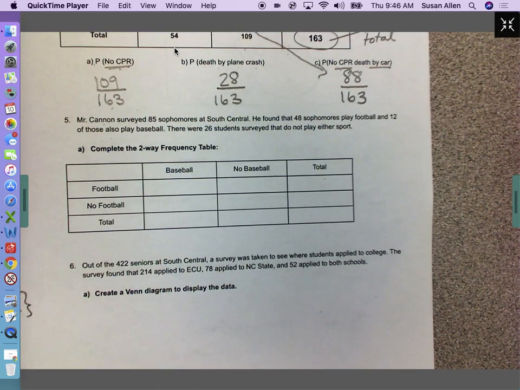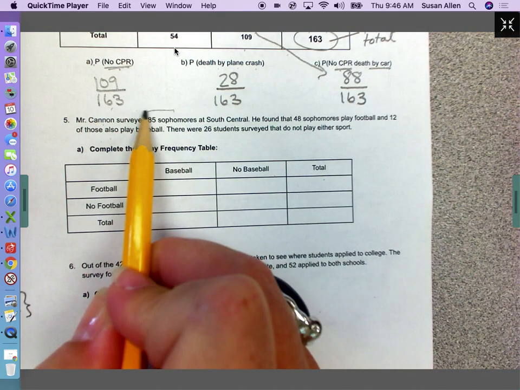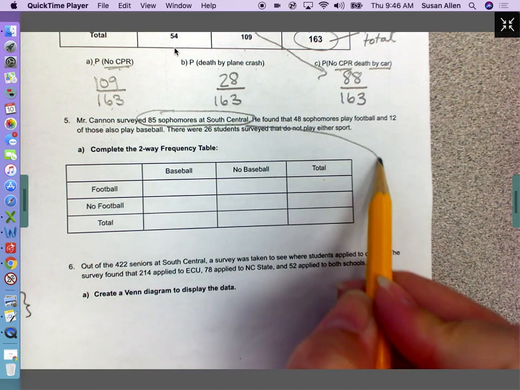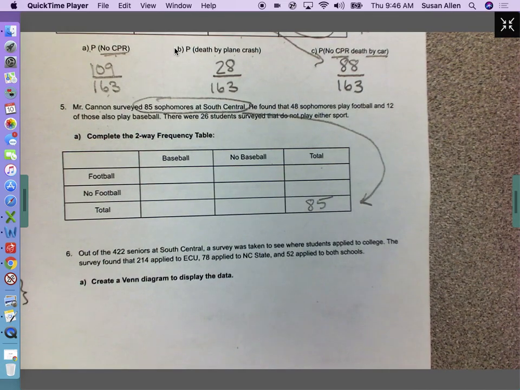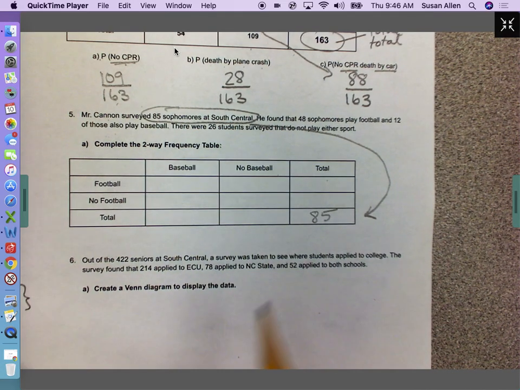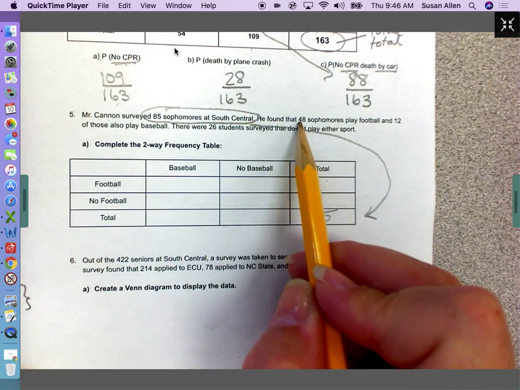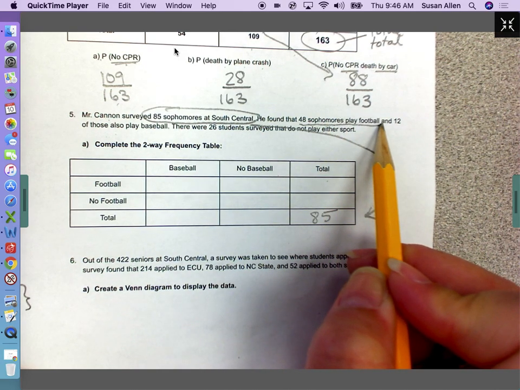In the next table, it says Mr. Cannon surveyed 85 sophomores at South Central. Please note that that information tells you the total number of sophomores and it should go in the total category in your table. You are also told that 48 sophomores play football.